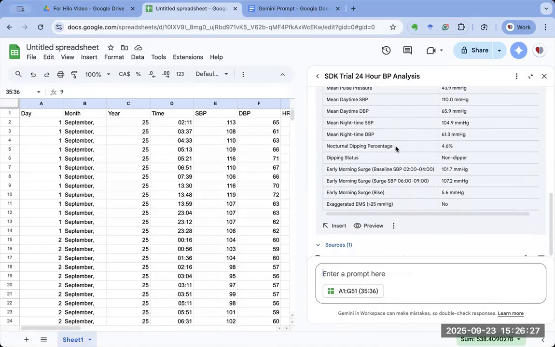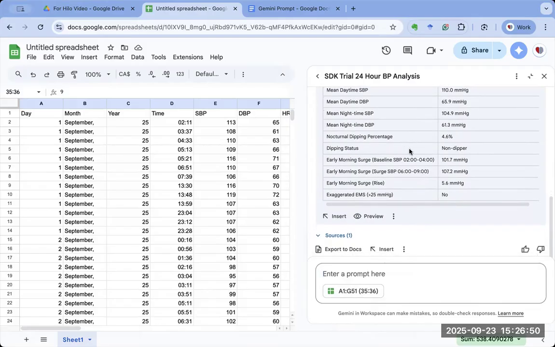Now, nocturnal dipping. In normal blood pressure, nighttime blood pressure is supposed to be lower by 10% compared to daytime blood pressure. These calculations I had already added in the prompt. So the Gemini already did the calculation. So nocturnal dipping percentage is 4.6. So it is less than 10. So this person is a non-dipper.